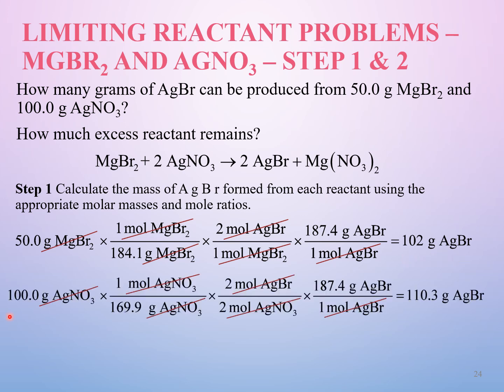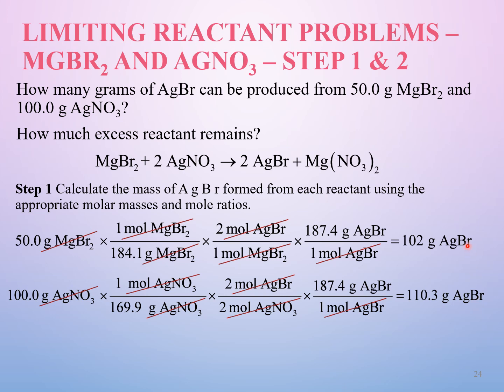Then we gotta take a look at the other one. 100 grams of silver nitrate, you turn it to moles using the molar mass. 1 mole AgNO3 is 169.9 grams of AgNO3. Cross that off. Get your answer in moles. Do the mole to mole ratio. This time it is 2 moles to 2 moles right here. So we have now our answer in moles of AgBr. And then you take that and convert to grams of AgBr right here. And you have 110.3 grams of AgBr.